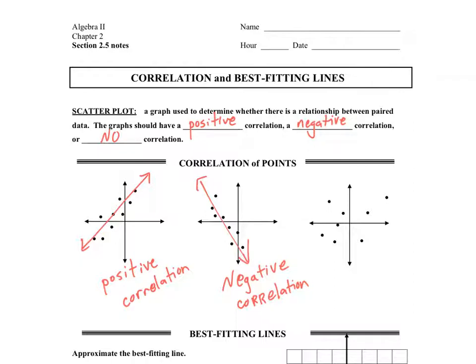And then like the last graph, you see how there's really no pattern. These don't form a line at all. So this is no correlation. So it can be positive, can be negative. Sometimes there's no correlation at all.